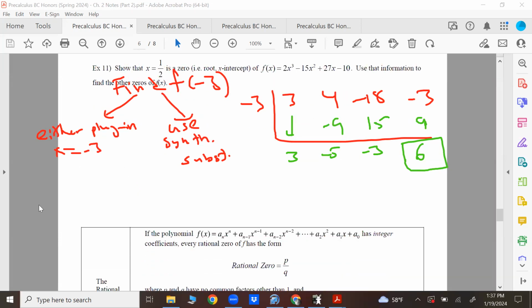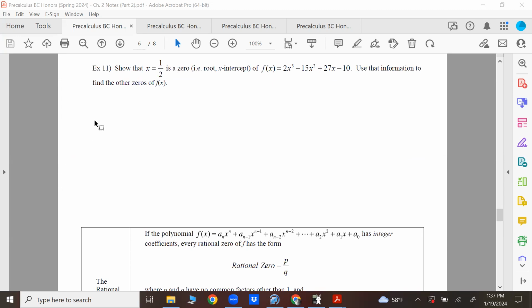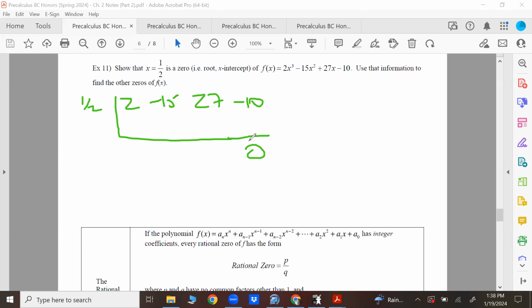Okay, example 11. Let's take a look at that one. Show that 1/2 is a 0, and then find the other 0. This is the beauty about synthetic division, that we can actually break down the polynomial pretty nicely. So I'll put 1/2 on the outside, 2, negative 15, 27. You can do long division if you want, but I think synthetic division is cleaner. And by the way, we expect 0 because you told us an x-intercept, right? There's no remainder. If you divide this by 2x minus 1, which is 0 for 1/2, you're expecting 2x minus 1 to be a factor, right?